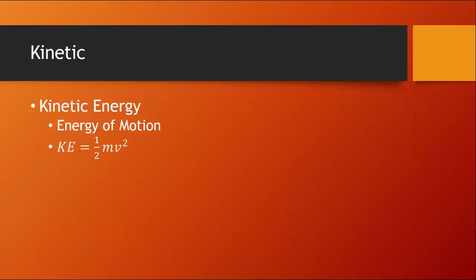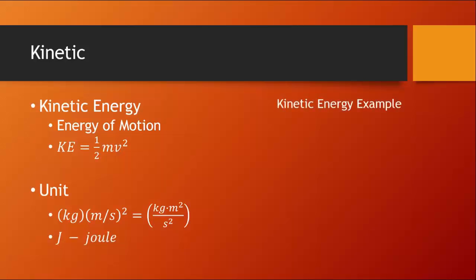The equation for kinetic energy is KE equals 1/2 mv squared, where KE stands for kinetic energy, m is mass, and v is velocity. Let's take a look at the units. If we take a kilogram and we multiply it by the square of a meter per second, we end up with kilogram meter squared per second squared. This looks similar to some other units we've seen this year, but it's different. We have a special name for this unit. It's called a joule.